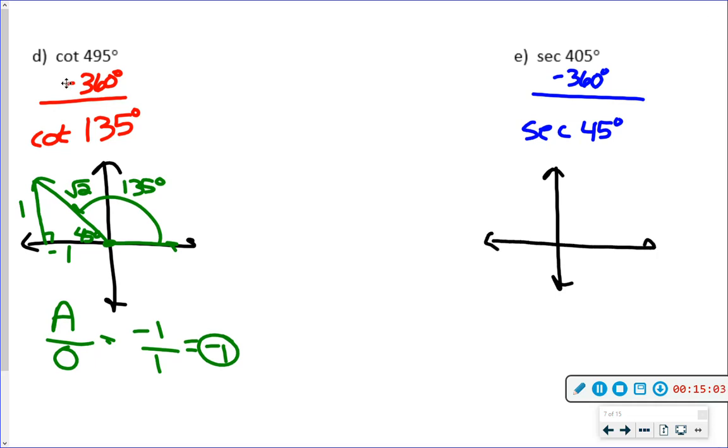So notice I didn't get crazy, big picture here because 45, that's right in quadrant 1. Obviously, you're on your 45, 45, 90 triangle. We're in quadrant 1, so everything's positive, but we need secant. Secant's the reciprocal of cosine, so I'm going to do hypotenuse over adjacent. Hypotenuse root 2, adjacent 1.